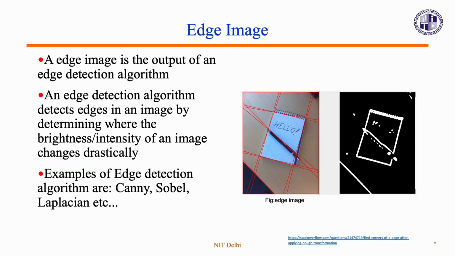Edge image is the output of edge detection algorithm. Since an edge in an image is a sharp variation of the intensity function, using edge detection algorithm we can detect edges in an image by determining where the brightness or intensity of an image changes drastically. Some of the edge detection algorithms are canny, Sobel, Laplacian, etc. We are going to see canny edge detection algorithm in our further slide.